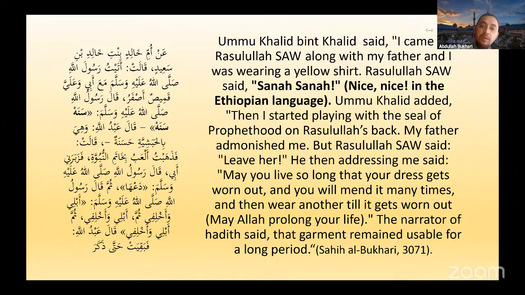It is another hadith that Khalid bint Khalid said, "I came to Rasulullah sallallahu alaihi wasallam along with my father, and I was wearing a yellow shirt. Then Rasulullah said to me, consoling me, sana." The meaning of sana is nice. Your shirt or your garment is very nice, in the Ethiopian language. And then Khalid said, I started playing with the seal of prophethood on Rasulullah's back. My father admonished me, but Rasulullah said, "Leave her."